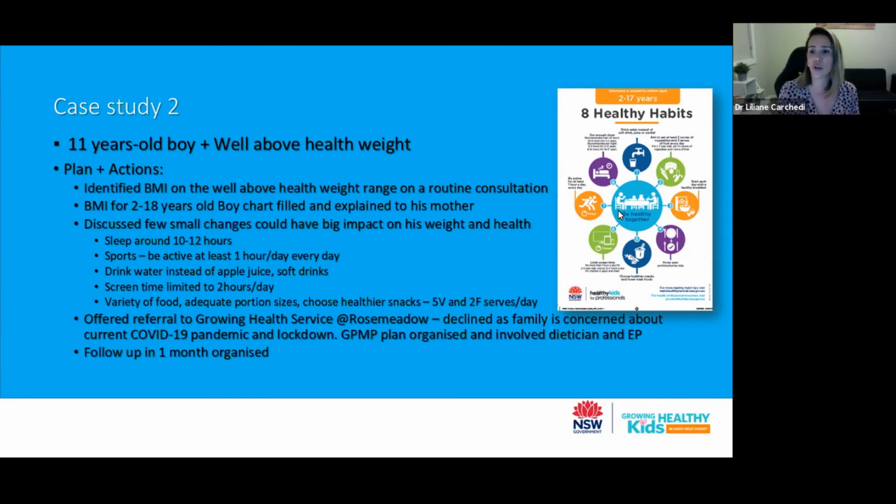So we need to also tell the parents, I know the dietitian will assist me better, but I generally start talking like, have you noticed how many times he goes for seconds or thirds, and the portion size on his plate. So trying to give a bit more idea of how we can help them together to go to a better healthy lifestyle. I did offer the referral, I tried, but they did decline because of the lockdown and pandemic. So they were a bit concerned about that.